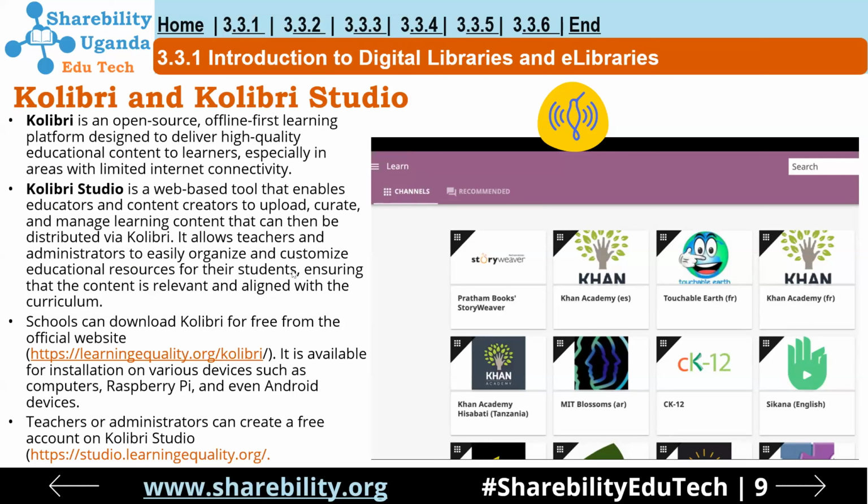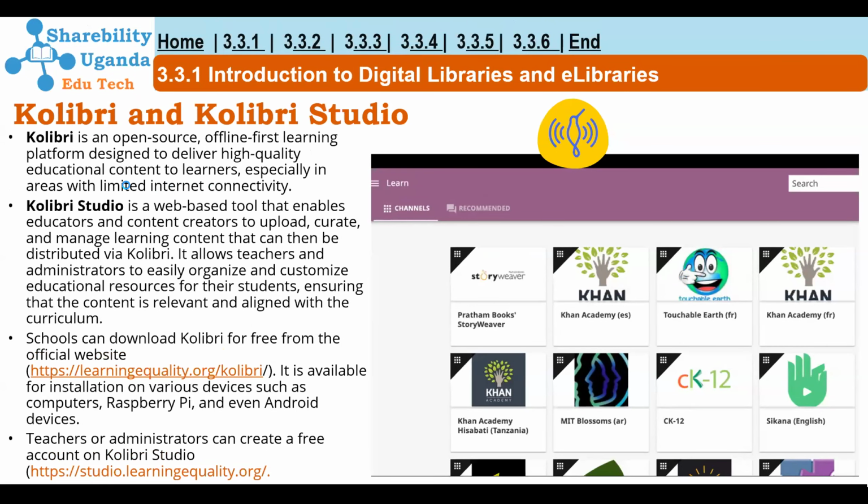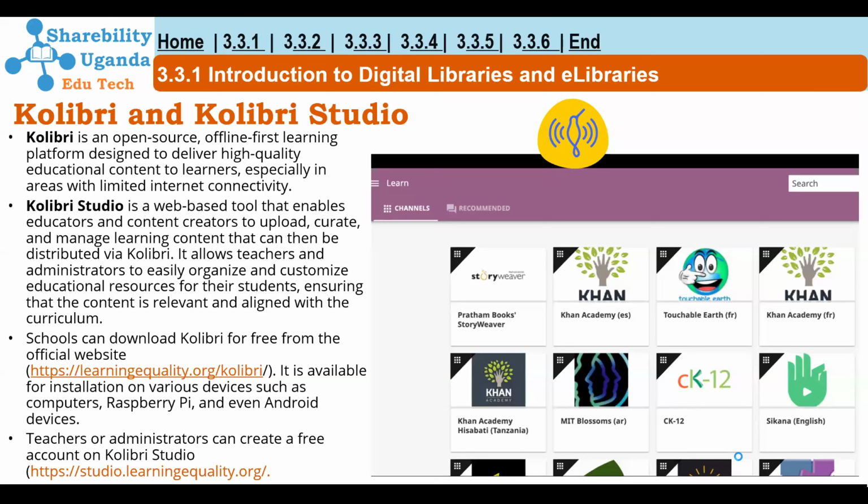Schools can download it for free from that website there. If you want to have a copy of Kolibri, you can easily download it using the link which is down there, learningequality.org/kolibri. So even on sharebility.net, you can find that application there. It is available for installation on various devices such as computers, mobile phones, Android gadgets. So you can access it even if you have mobile phones.